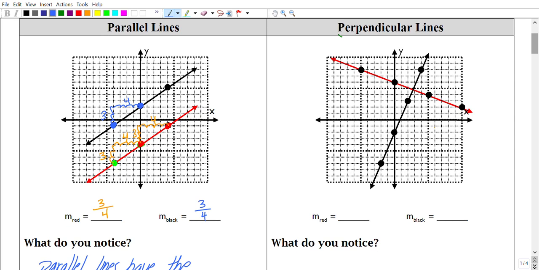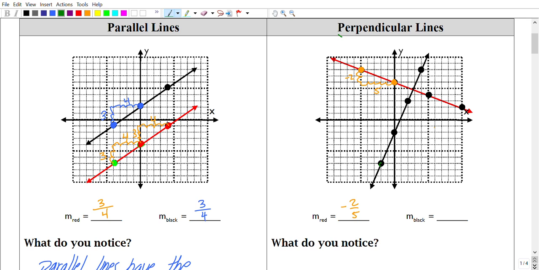Okay, so let's compare it to perpendicular lines and see what we can identify from those. Let's calculate my slope for this red line here. I'm going to start on the left point and go to the right point, and that right point is actually lower, so I'm going to have to go down to the right 5, so a positive 5, so negative 2/5 for my slope on the red line.